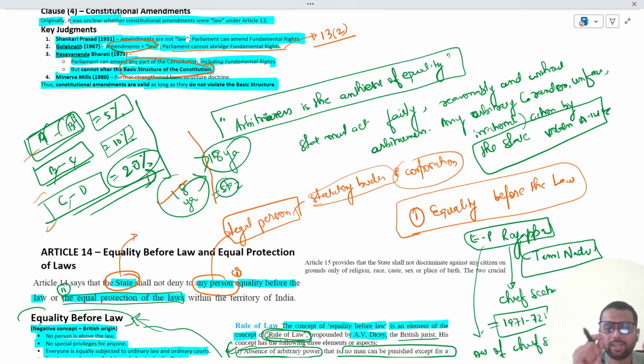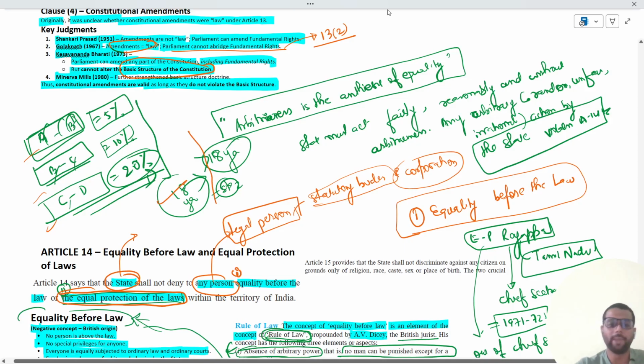If you are ensuring this thing, first of all, you have to identify why you are treating this group differently, and whether the reason that you have identified is logical, reasonable, and not arbitrary. If that is the case, then you are allowed to do so. And why are you allowed to do so? Because Article 14 says that there should be the equal protection of law. And this is what the equal protection of law means.